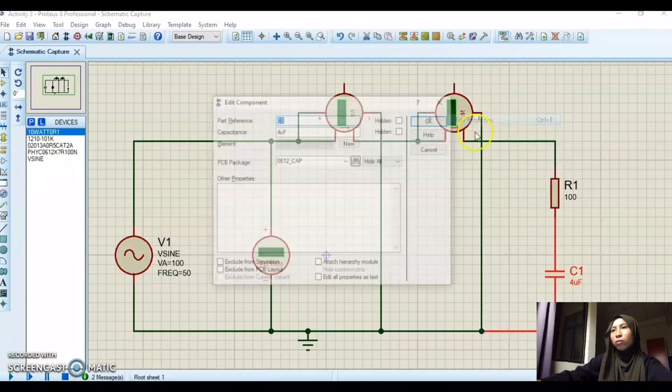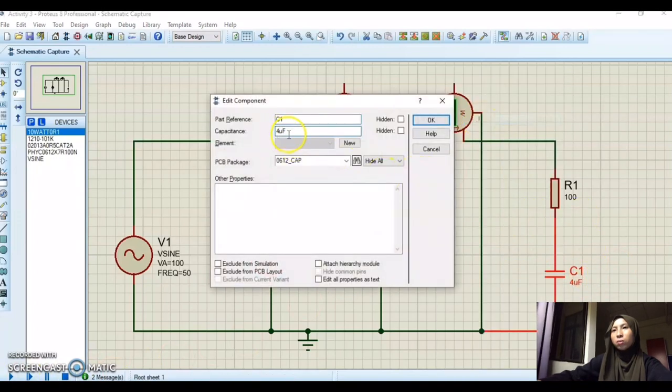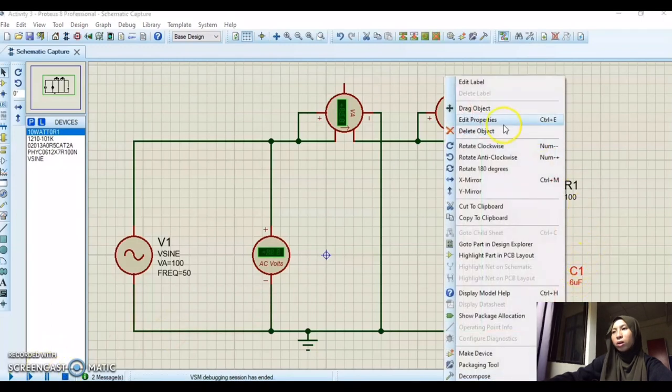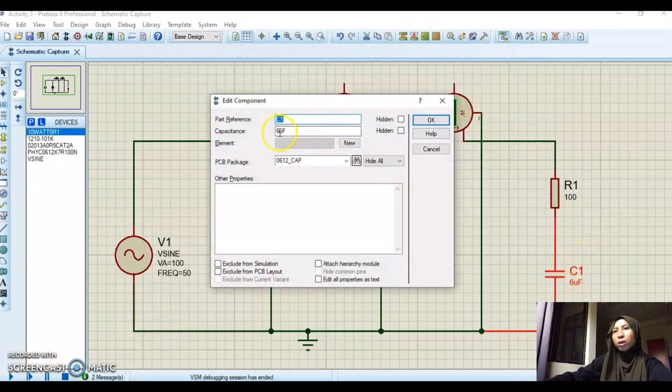Next, for 6 microfarad, we just need to change the value of capacitance and run the simulation, until 10 microfarad. For 6 microfarad, we got 9.26 for VA, and for wattmeter we got 1.72.